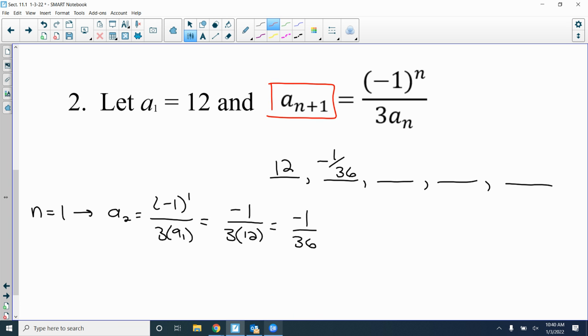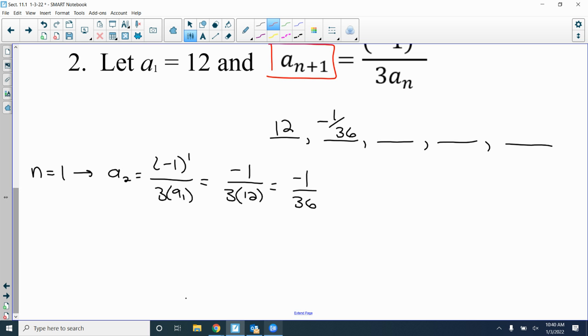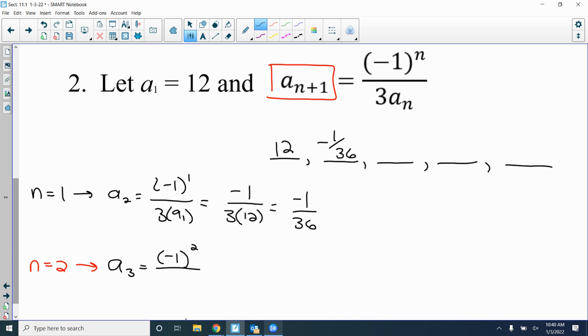When you're finding the next term, you're actually letting n still be the previous number. So if I'm looking for the fourth term, n is 3. If I'm looking for the fifth term, n is 4. So to find the next term, n equals 2 will give me the third term. So it's going to be negative 1 to the second power. It makes it more confusing when they throw in an additional n.